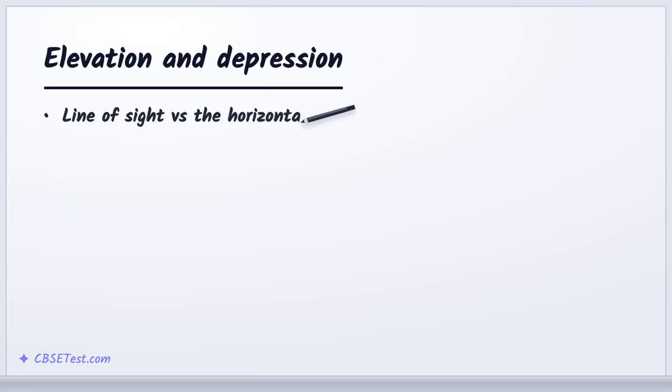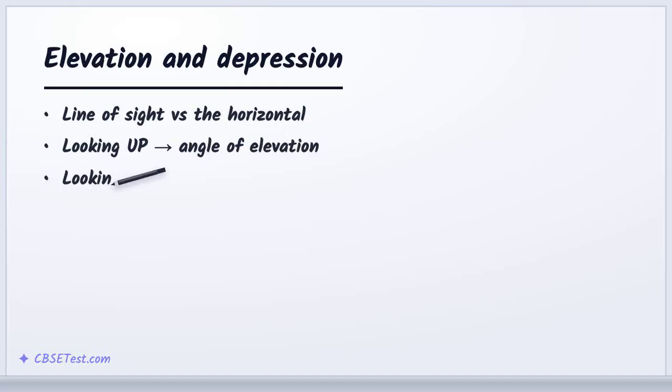When you look up at the top of an object, the angle your line of sight makes with the horizontal is the angle of elevation. When you look down, it's the angle of depression.